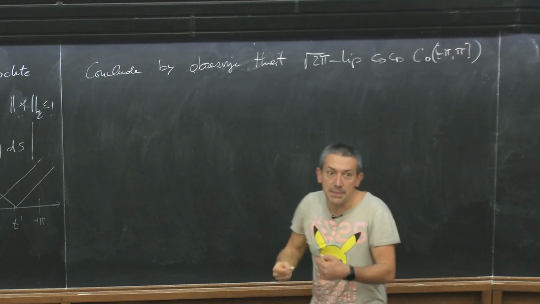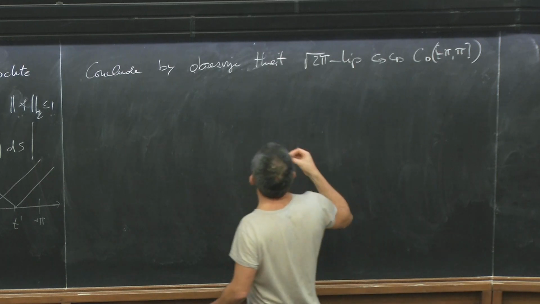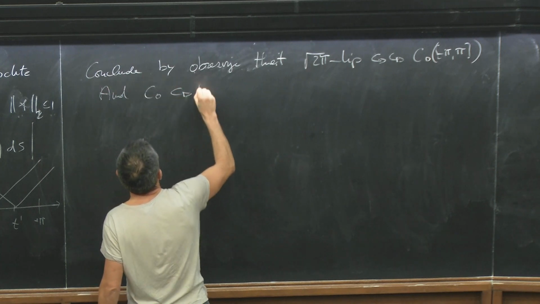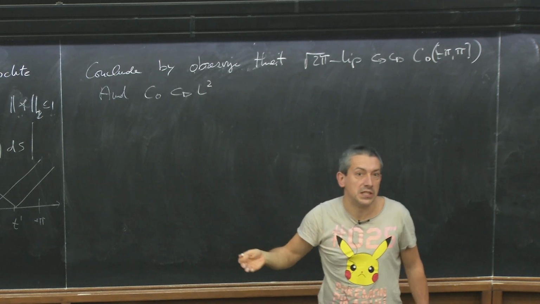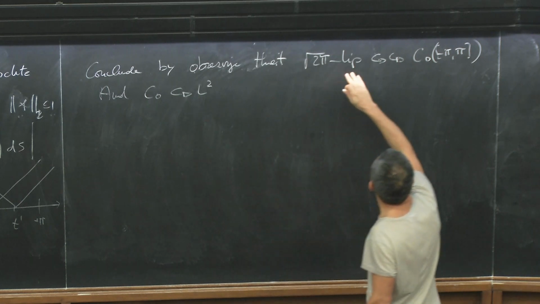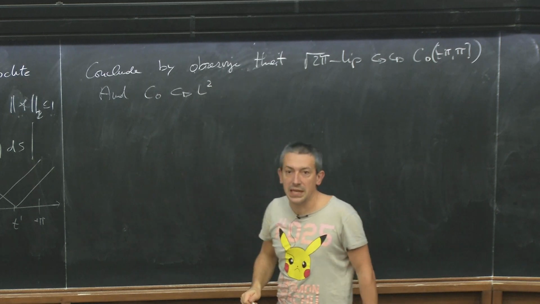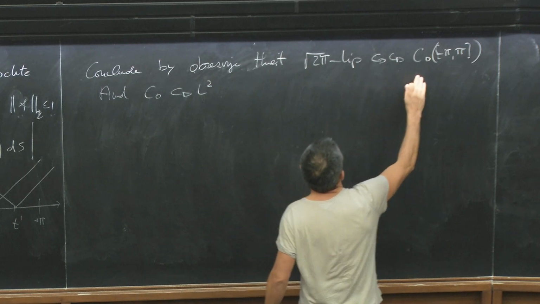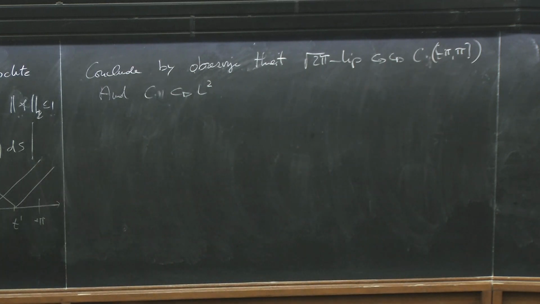and C0 is embedded clearly as a stronger norm, so it can be embedded continuously in L2. So it is a compact set in C0, and it's certainly a compact set with the L2 norm. Professor, what is C0? C0 is C continuous, just my mistake. It's continuous.